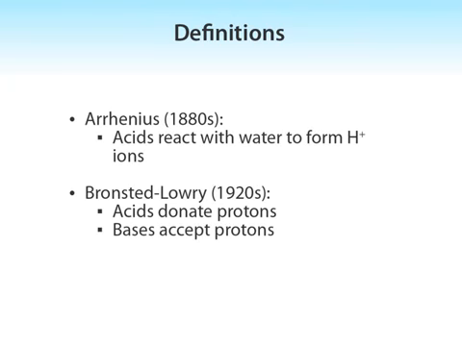Definitions provide mental images for processes. The two most commonly used definitions in anesthesia come from Arrhenius and Bronsted-Lowry. Arrhenius defined an acid as anything that reacts with water to form hydrogen ions. This stated the obvious without providing a mechanism. The Bronsted-Lowry definition provides a mechanism. Acids donate protons, bases accept protons. Most tests ask students to provide the Bronsted-Lowry definition. However, Bronsted-Lowry is not without problems.